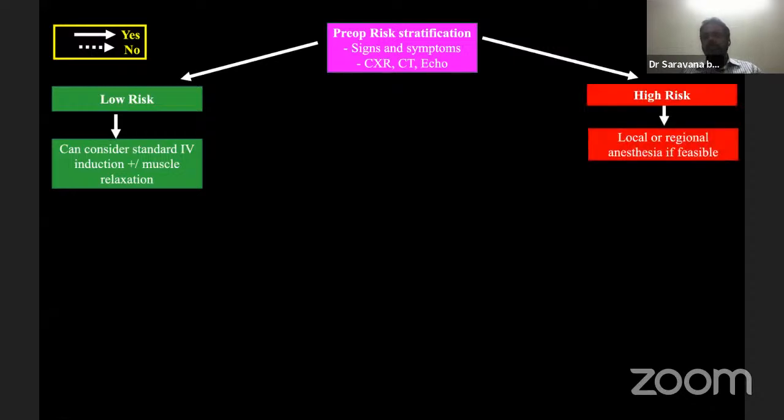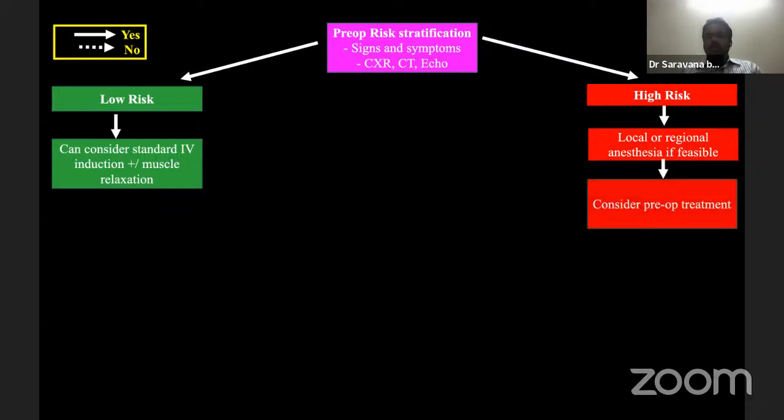As I already told, for high-risk patients, avoid general anesthesia. Try to do the case with local or regional anesthesia if feasible, because most of the high-risk patients may need a biopsy for categorizing, staging the tumor, or anything. If regional anesthesia is feasible, you can do it. Otherwise, consider preoperative treatment.